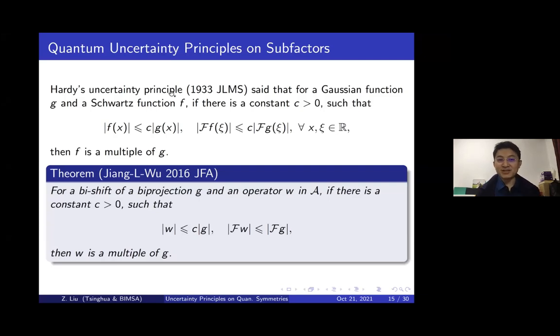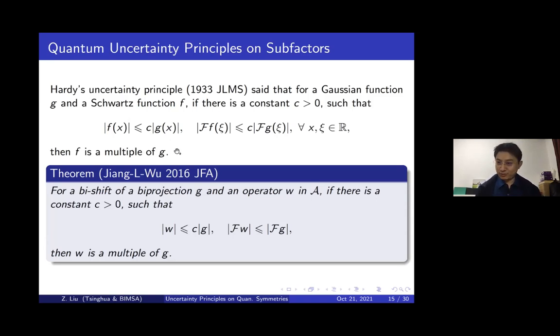There's a very beautiful result by Hardy in 1933, saying that if we have a function f and a Gaussian function g, and f is bounded by g, and the Fourier transform of f is bounded by the Fourier transform of g pointwise, then Hardy's uncertainty principle says f is always a multiple of g. This is a very beautiful result and a somewhat distinguished uncertainty principle. It's a different flavor.